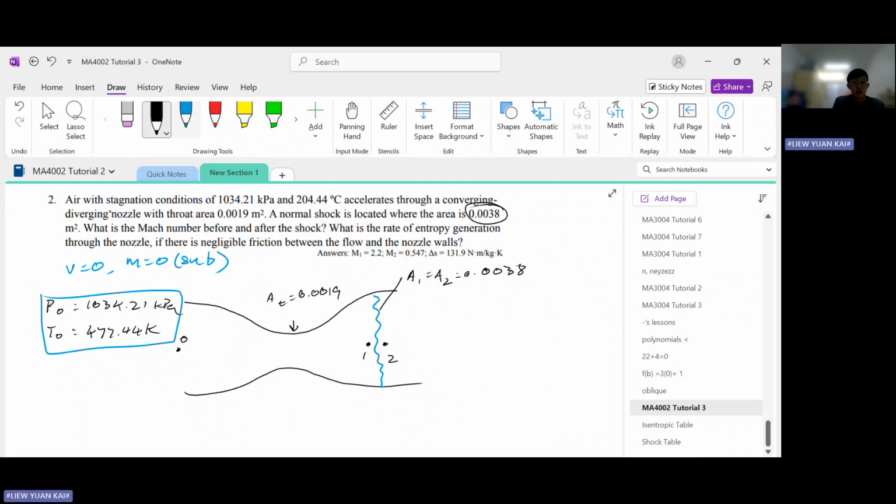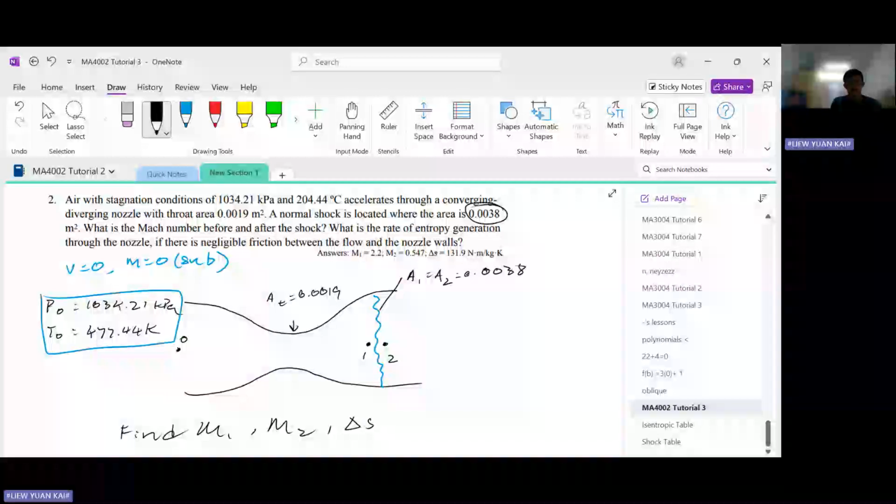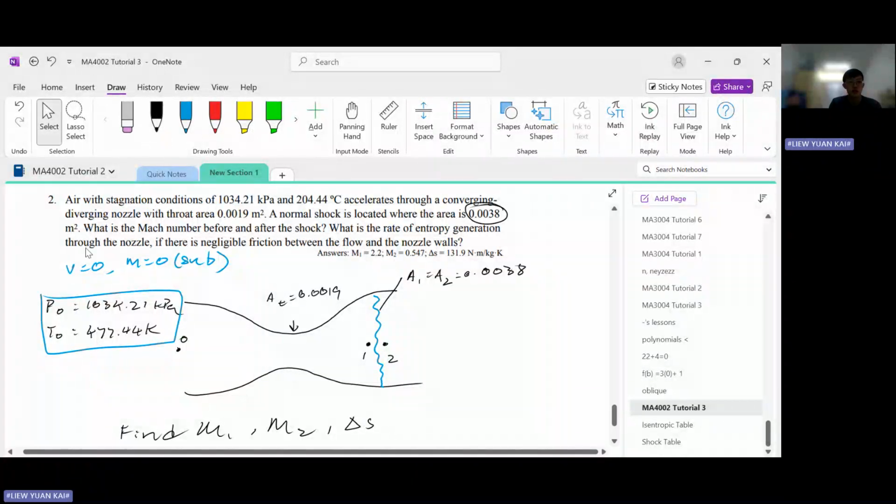0.0038 meters squared. Okay, so what is the Mach number before and after the shock? They're asking me to find M1 and M2. Is there anything else? Yes, find delta S, the rate of entropy generation through the nozzle if there is negligible friction between the flow and the nozzle walls.